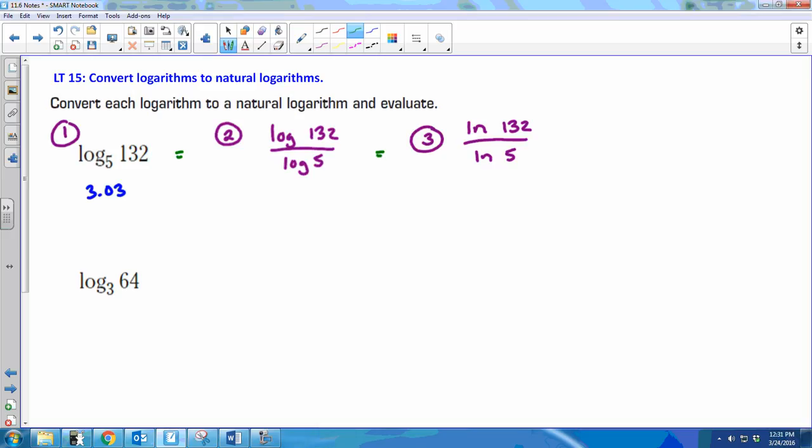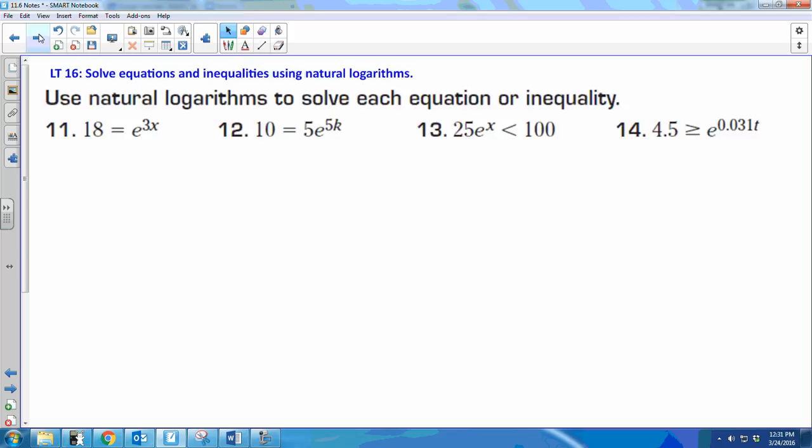Just know that. Okay? Do I need to do the second example? No. Okay. That's learning target 15. Questions about that? All right. So 16, we're actually solving equations. Now, if you notice, all of these have an e in them. If your equation has an e in it, then you want to use natural logs to solve it. And I'll explain why in a second.